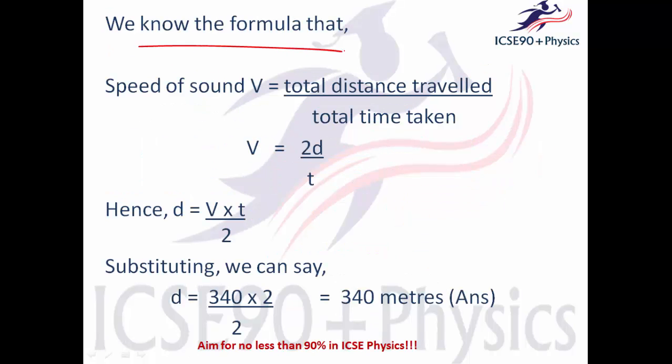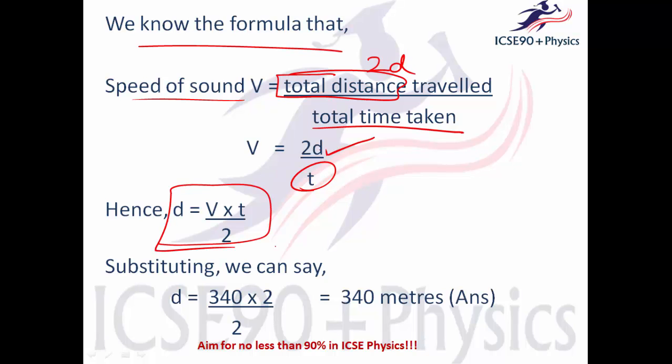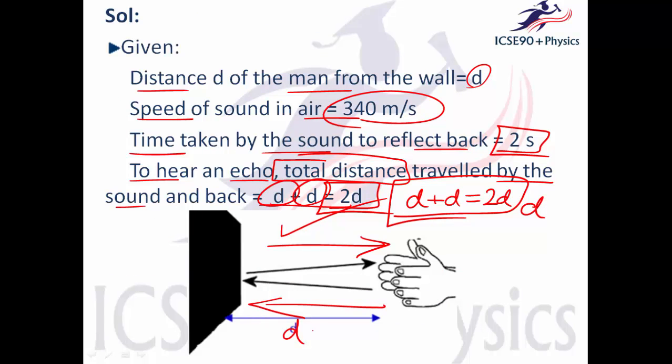So we know the formula: speed of sound, speed is equal to total distance traveled upon total time taken. The total distance traveled is 2d. d becomes v into t upon 2. The time t we know is 2 seconds, and the velocity v is given to be 340 meters per second. So 340 into 2 upon 2 is 340 meters, and hence we can say the distance between the man and the wall d is equal to 340 meters. So that answers your question. So as easy as that.